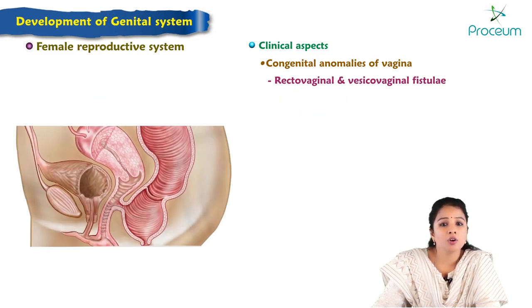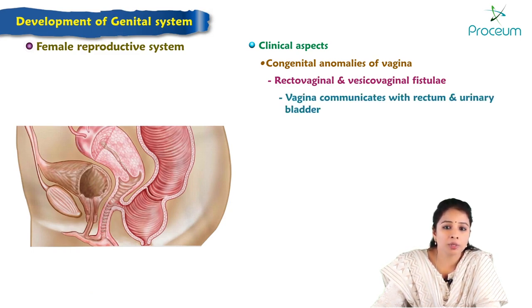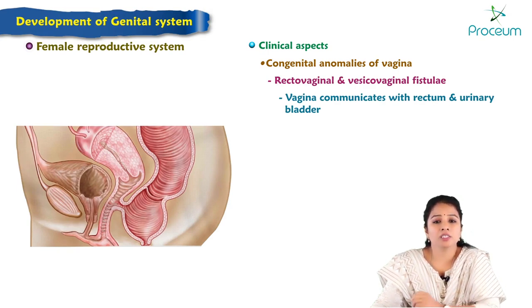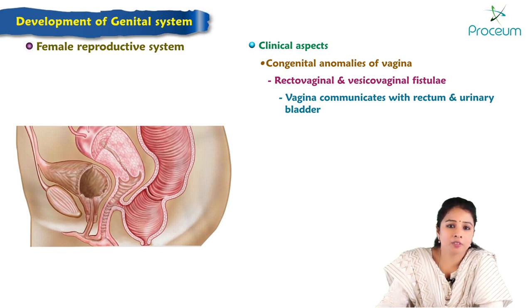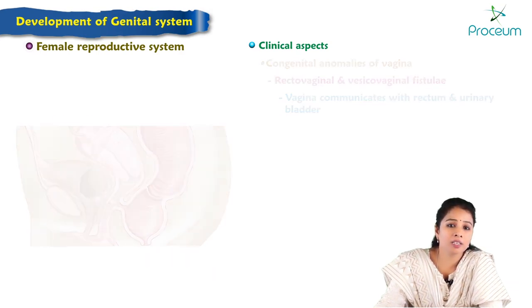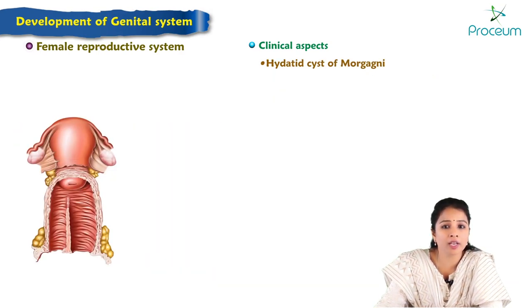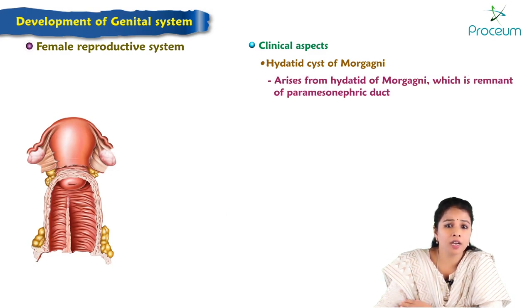Rectovaginal fistula or vesicovaginal fistula. In these conditions, the vagina communicates with the rectum and the urinary bladder. And one more condition associated with female reproductive system development anomaly is hydatid cyst of Morgagni. Hydatid cysts of Morgagni arise from the hydatid of Morgagni, which is the remnant of the paramesonephric duct.